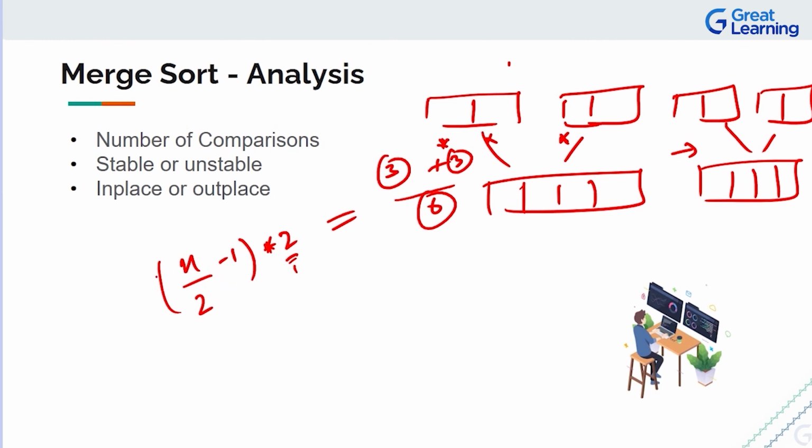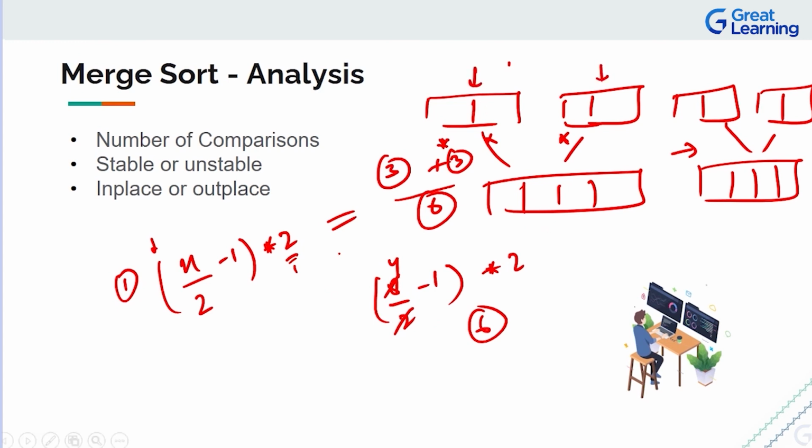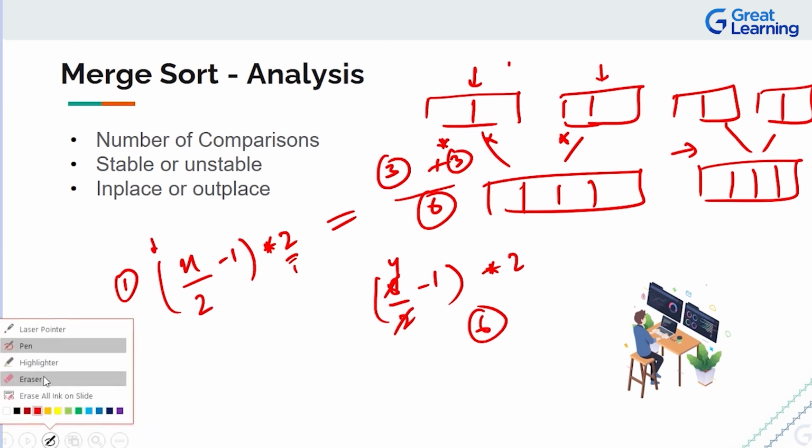So let me put it for this case where we have n equal to 8, and 8 divided by 2 minus 1, into 2. So this is nothing but 4, 4 minus 1 is 3, 3 into 2 is 6. So 6 comparisons, right? So this is the formula. But what happens when we talk about this? How would we have evaluated this case? Now let's talk about that. We erase this.